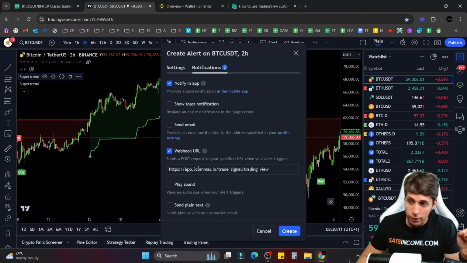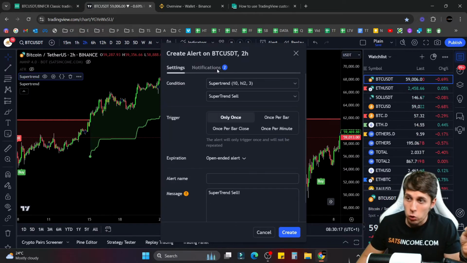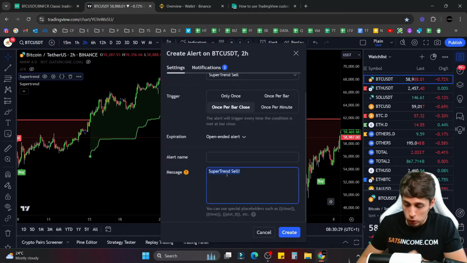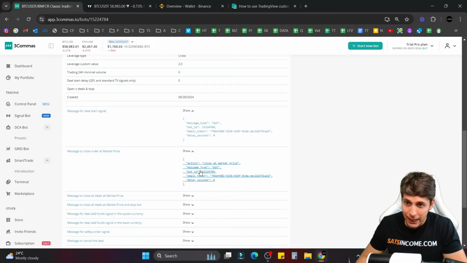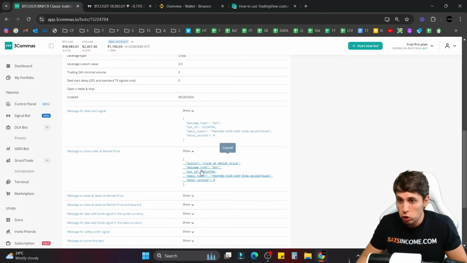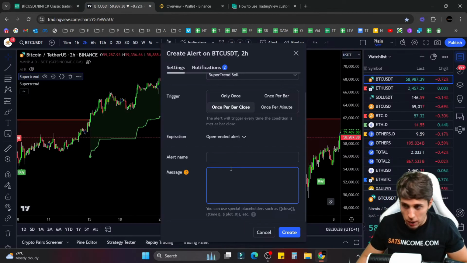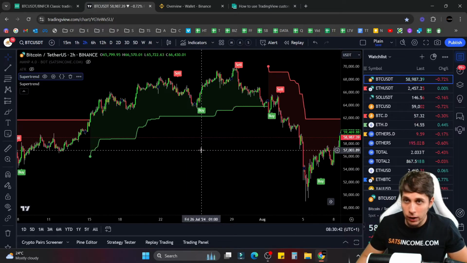You have to make sure that you have the webhook URL. You should have it after the first time you add it here. So you make sure this is the case. Then you go to the settings, once per bar close, again fix the expiration, and we are coming to the message. The message should be the second one right here. Message to close order at market price. So copy the message, paste it right here and create your alert.